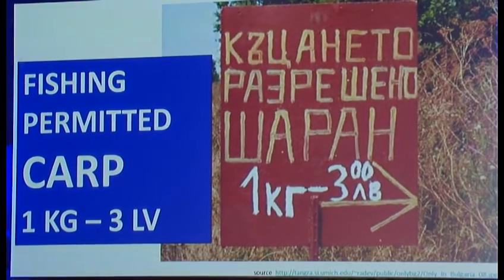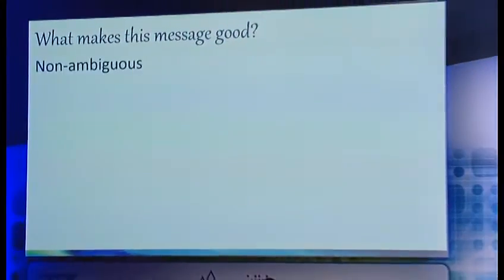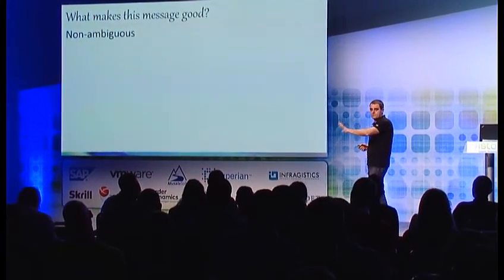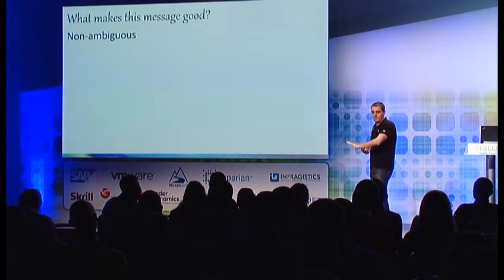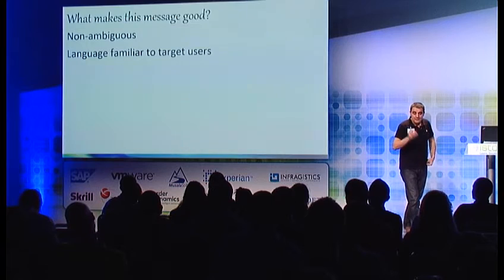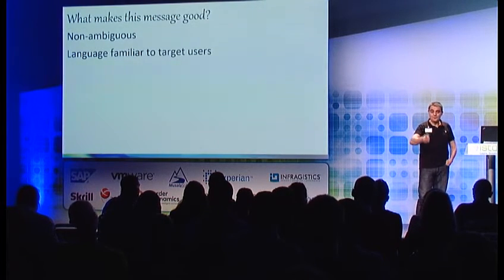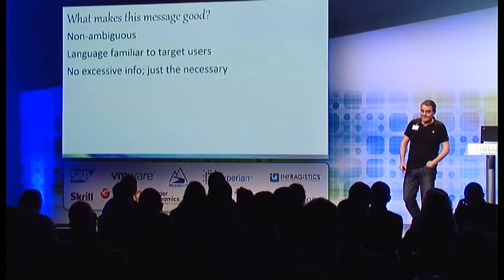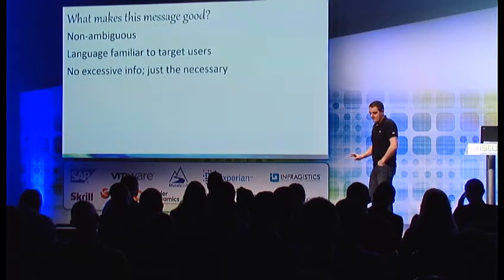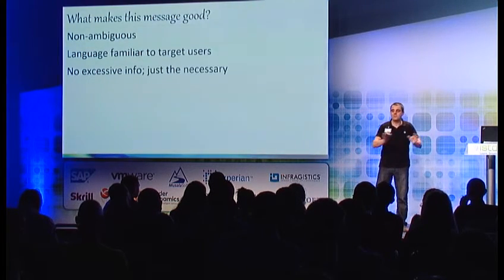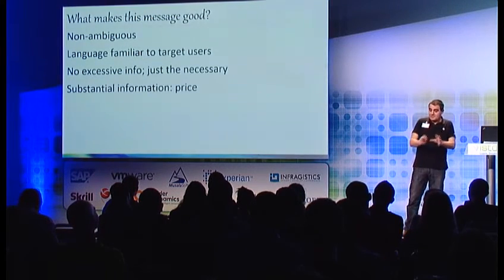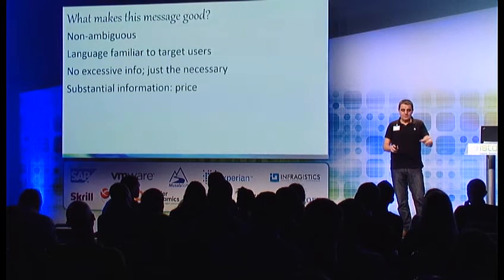Why is this a good message? Now, here it is. This is non-ambiguous. It's very clear what it means. You can go fish for 3 leva per kilo carp. That's it. Language: the people who live in that area know what that means. No excessive info. Don't say the most beautiful carp ever. There's just the substantial information that's necessary. I'm interested, I want to know how much you charge. Three leva. Okay, I can go.